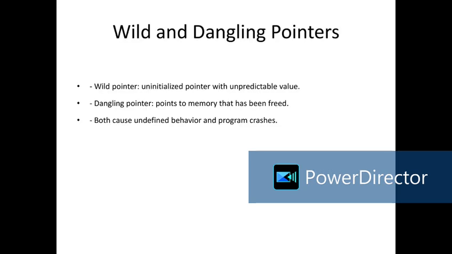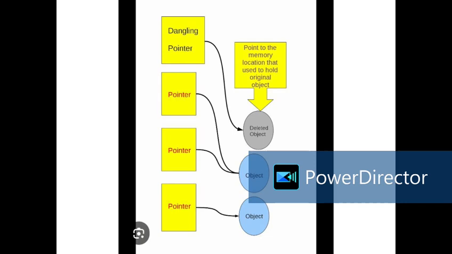Wild and dangling pointers. This is where things get scary. Wild and dangling pointers are variants of pointer problems. Wild pointers are uninitialized pointers pointing to random memory. A dangling pointer points to memory that has been deallocated or freed. Let's break these down.